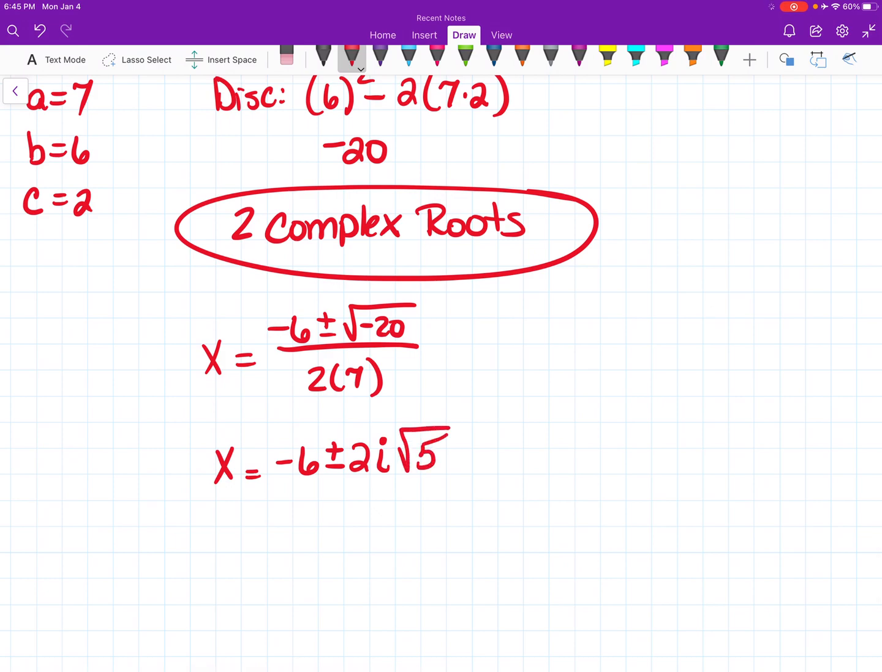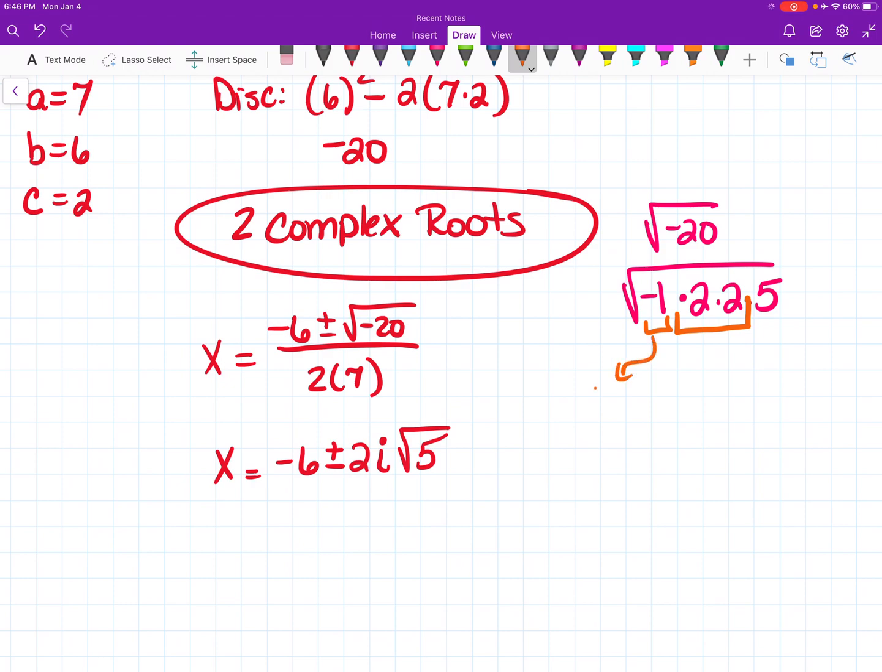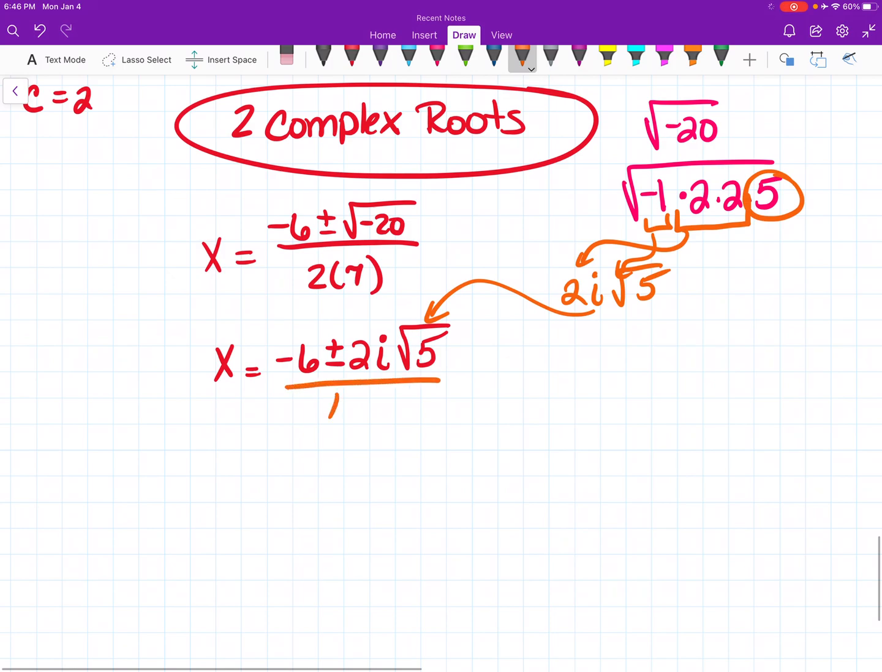Now let me show you where I got that. The square root of negative 20 is really square root of negative 1 times 2 times 2 times 5. Well, in this case, the 2's can come out, and the square root of negative 1 is i. Remember, something horrible happens, and 5 is left behind. So that's where I got this. And that's all over 14.